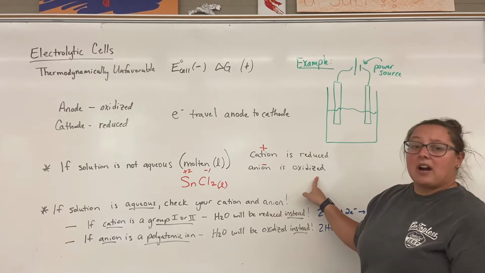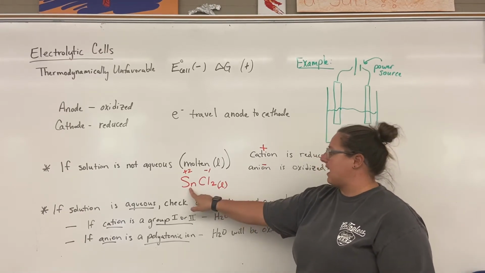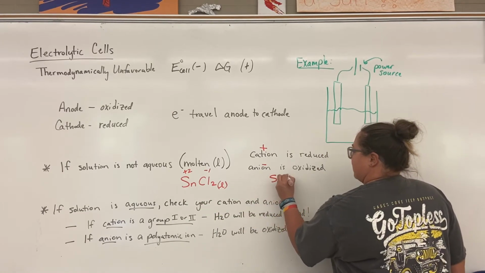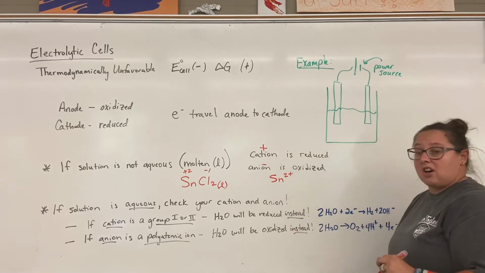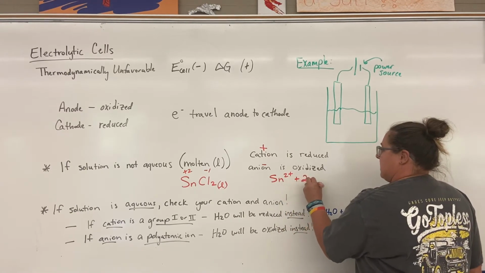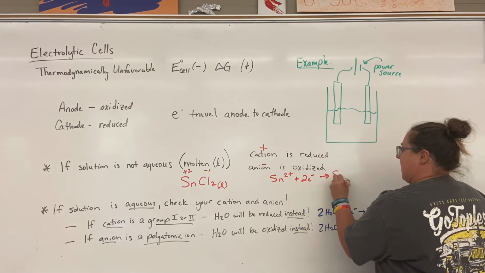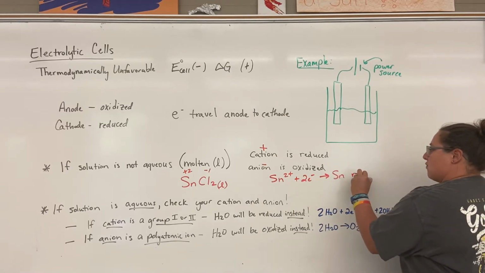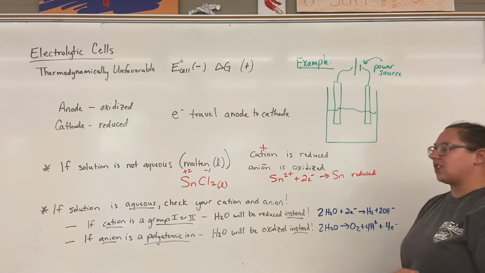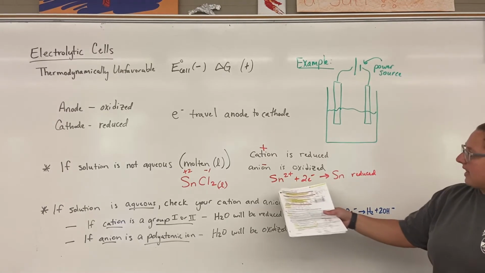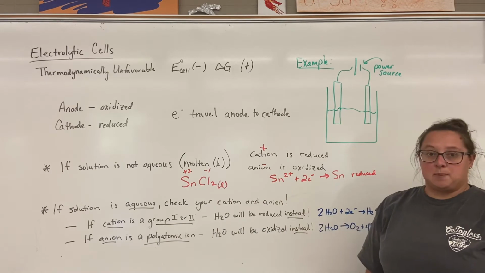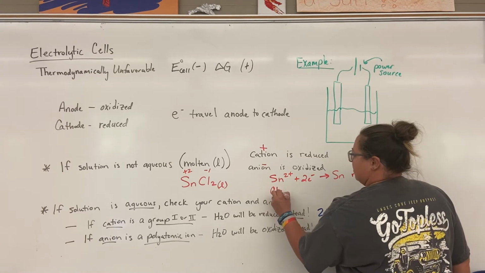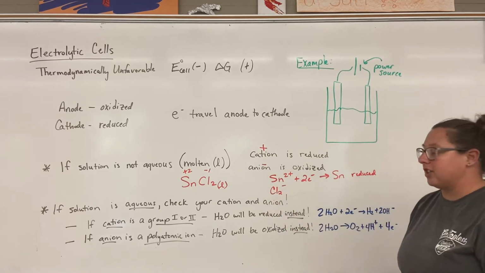So let's write our half reaction for our cation that is going to be reduced first. So we take Sn2+, we apply it as its charge. There will be 2 electrons transferred, and that makes Sn solid. So this is the reduced half reaction that we have there. Now let's write the half reaction for the oxidized species. So we said Cl2 is going to be the oxidized species. So we're going to start with Cl2, which is minus charge.